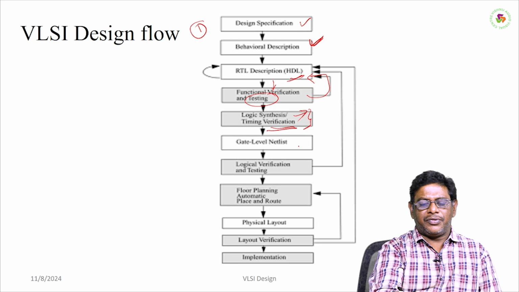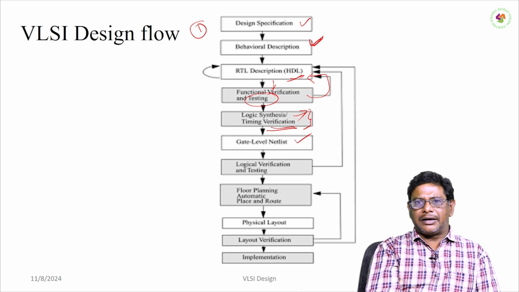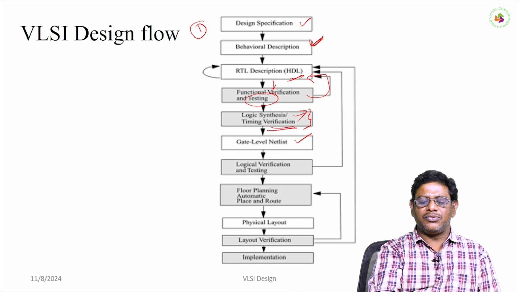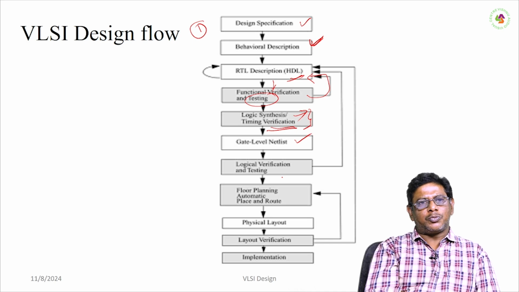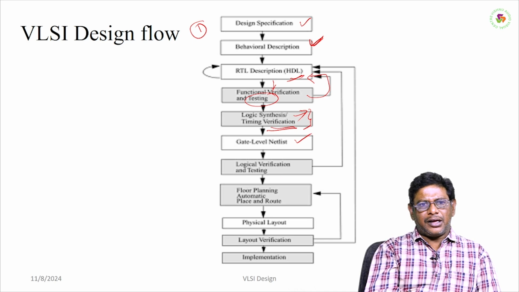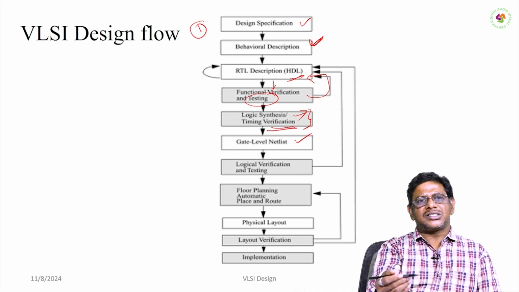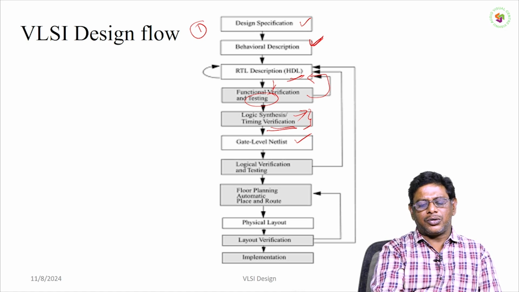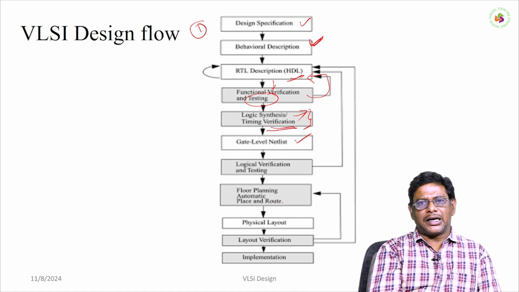Once we finish the gate level netlist, again we are going for verification of it and testing of it. Once it is proven, then we are moving on to logical verification and testing. Logically, it has to prove the result based on the design or the function that the customer is expecting. Then we are moving on to the floor planning, automatic placing and routing.